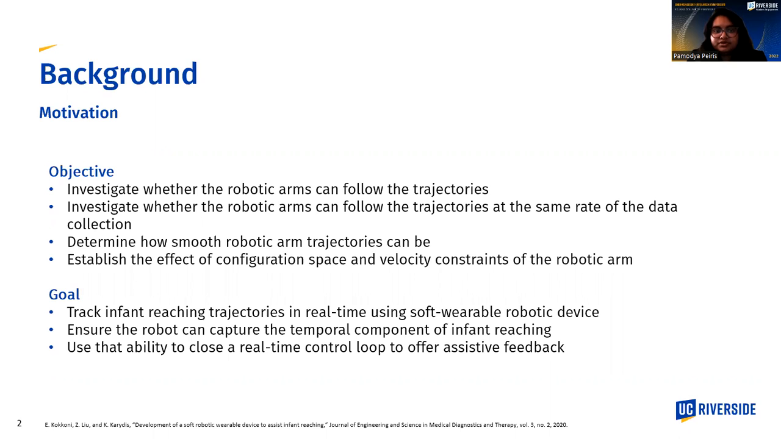And after this, the goal is to track infant reaching trajectories in real time using a software-able robotic device, and ensure the robot can capture the temporal component of infant reaching and use that ability to close a real-time control loop to offer assistive feedback.